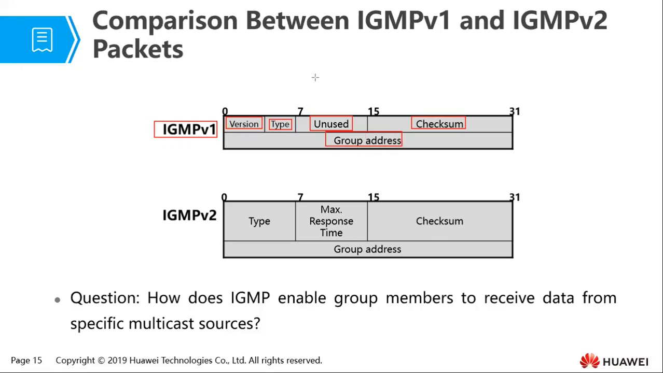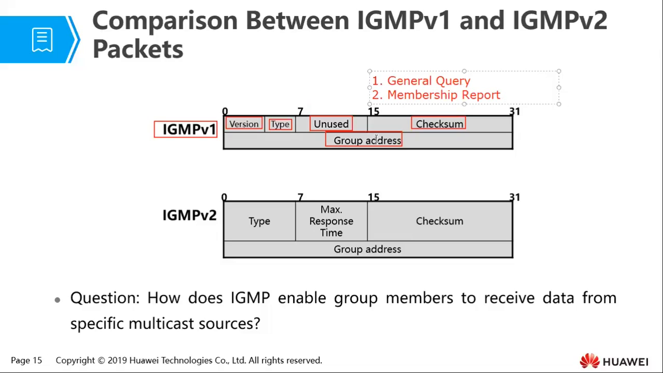Now, we've said that we have two messages, general query that comes from the router to the receivers. Then we have membership report. This one comes from the receivers to the querier, and the querier is the router.